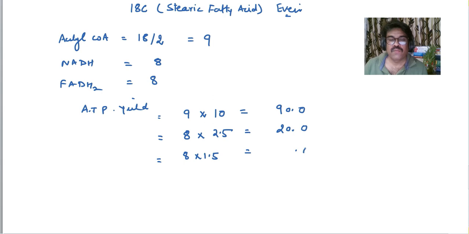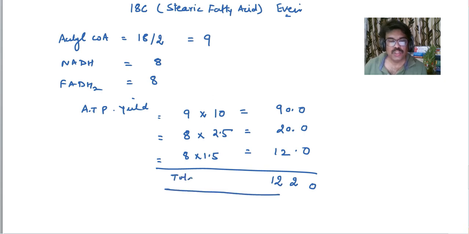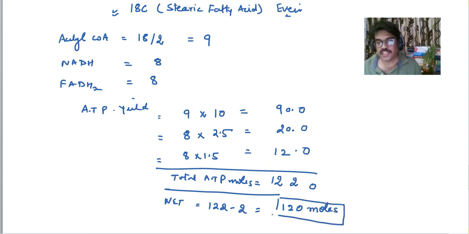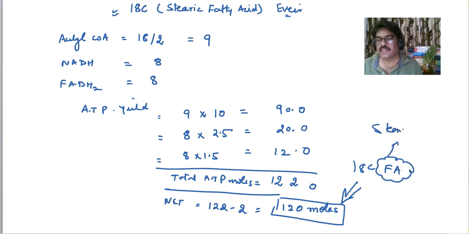Now 8 fives are 40, and it is 12. Now let's calculate it. This is 0, this is 2, this is 11, this is 122. So this is the total ATP moles from one molecule of stearic acid. Now the net would be 122 minus 2, so the answer would be 120 moles of ATP formed from the 18 carbon fatty acid, that is stearic acid.